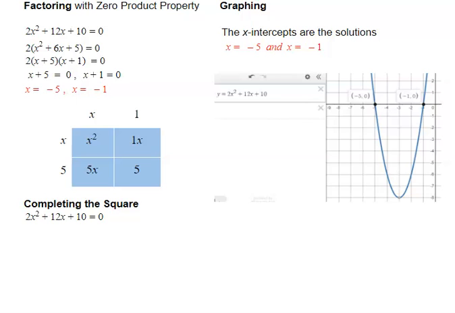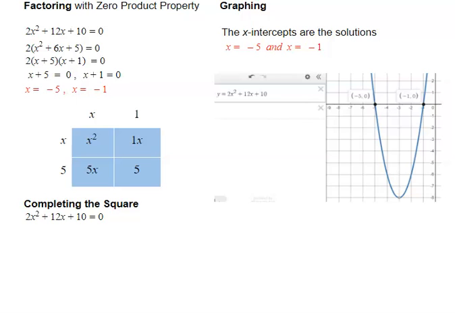To solve a quadratic equation, we have three methods. The easiest method, of course, is to graph the quadratic equation and then see where the function crosses the x-axis. So I graphed y is equal to 2x squared plus 12x plus 10. And as you can see, the x-intercepts are (-5, 0) and (-1, 0). And so our solutions are x equals -5 and x equals -1.